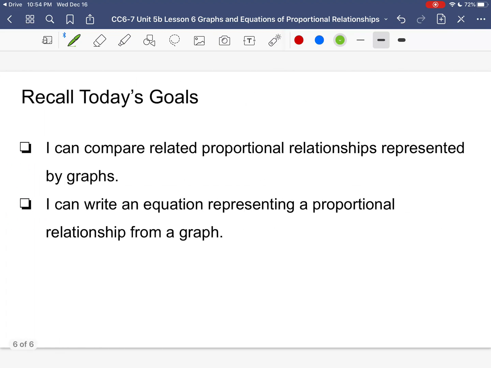So today's goals, you saw how to compare proportional relationships represented by graphs. That's when we looked at the blueberries at store A and store B and decided which one was more expensive. And then you saw how to write an equation to represent a proportional relationship once you had a graph. And that's the end of today's lesson.